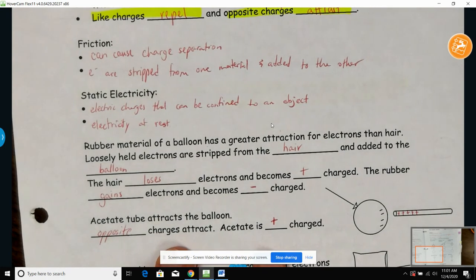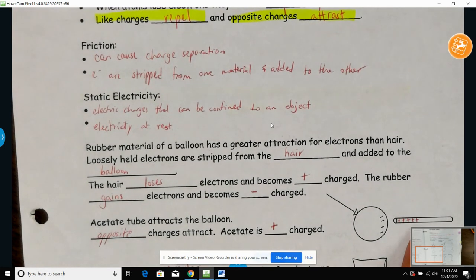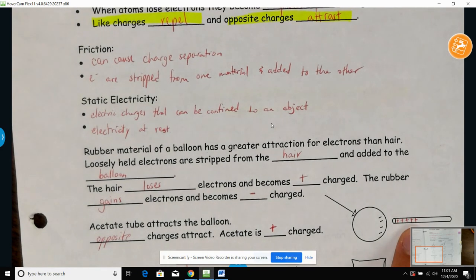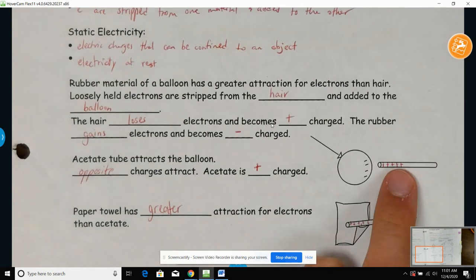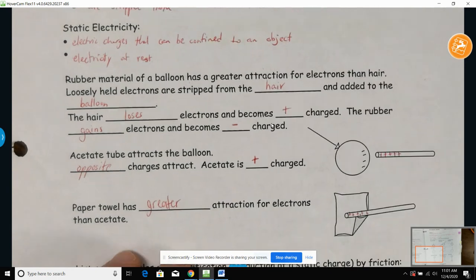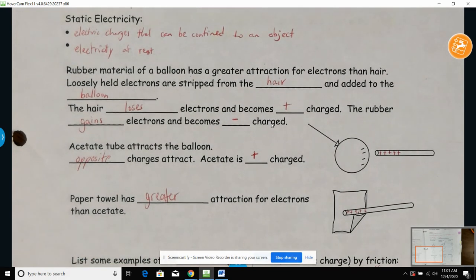If you were to take a positively charged acetate tube or rod and move it towards that balloon, opposites cause an attractive force there. If you were to rub a paper towel on this tube, and know that the tube had become positively charged, the paper towel would have a greater attraction for electrons and become a negatively charged object.